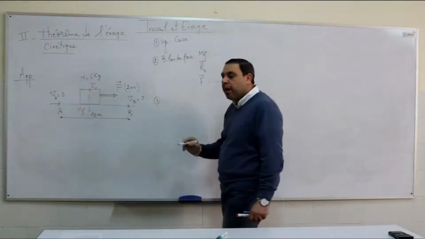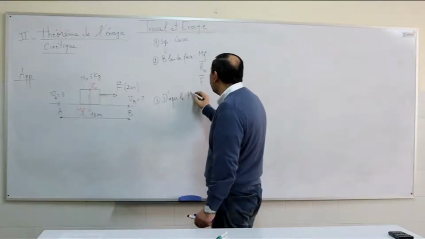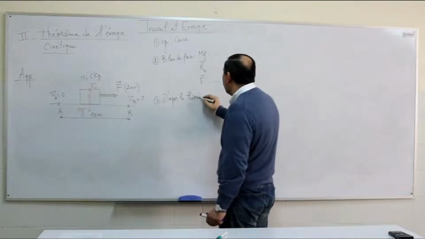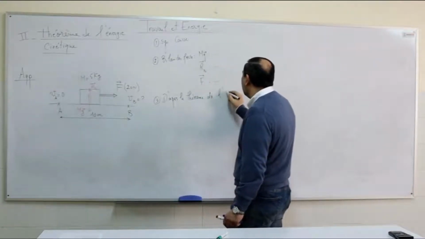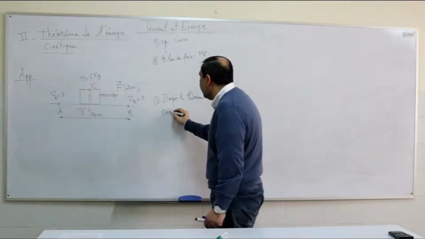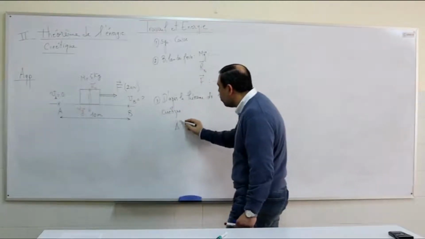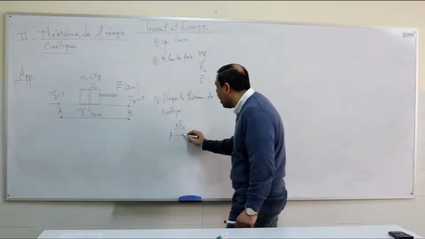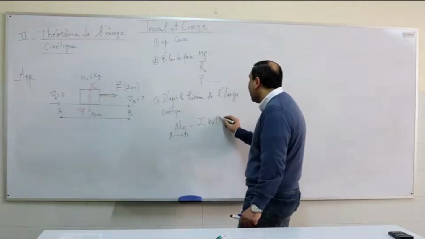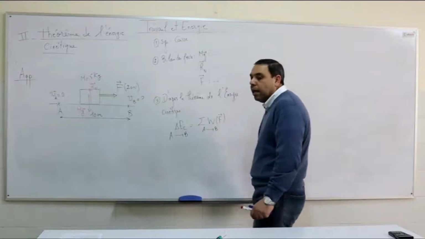In the third step, we apply the kinetic energy theorem. According to the kinetic energy theorem, the variation in the kinetic energy of the box between A and B is equal to the sum of the work of the forces acting on the box between A and B.